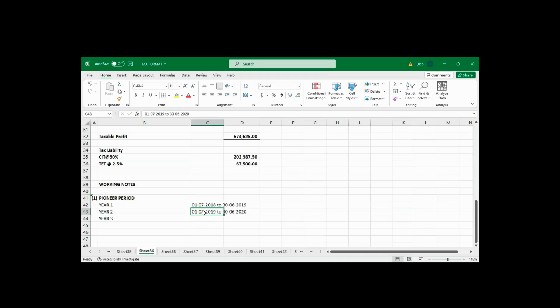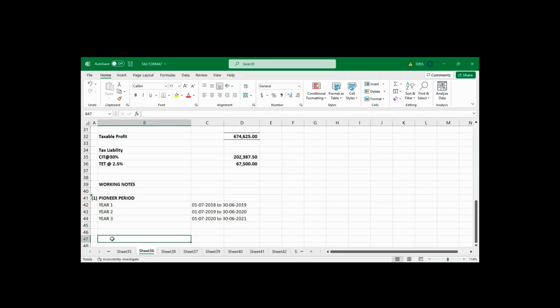Yes, sir. Year 3 is going to start 1st July 2020 to 30th what? June 2021. This is the pioneer period.